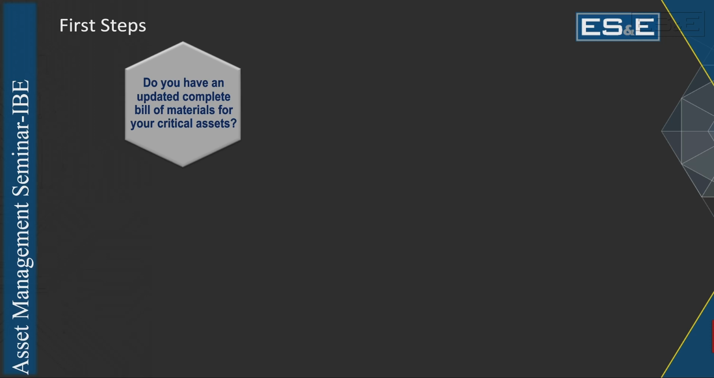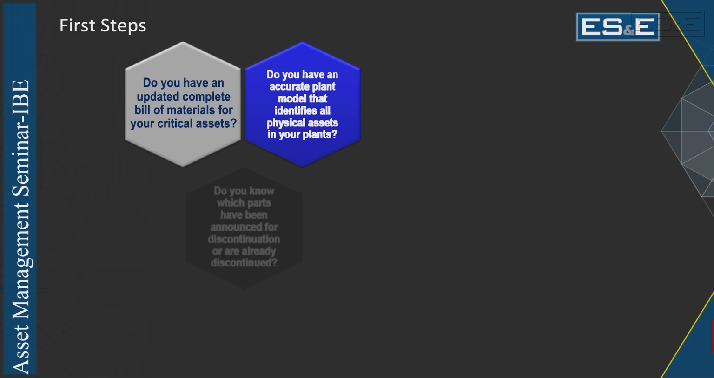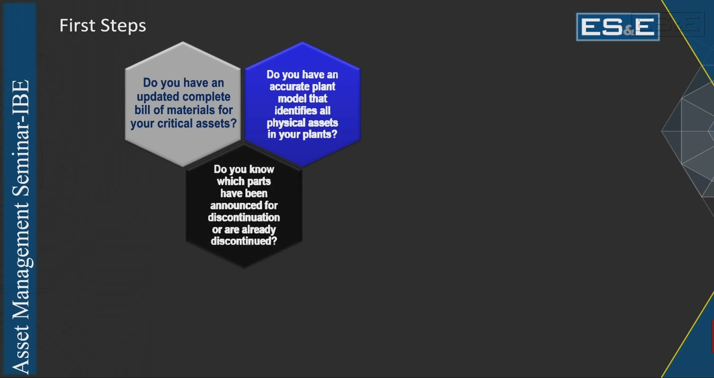A couple of questions that we always ask you guys, and I think they're always good to get the juices flowing: do you have an updated, complete bill of materials for your critical assets? Could be yes, could be no. We hear a lot of no when it comes to that. Do you have an accurate plant model that identifies all your assets within your plant? It's along the same lines, but do you have the layout of your plant, where each item is, where you need to know these items are? That's what we always like to ask as well. And these are all things that the IBE is going to help you identify.